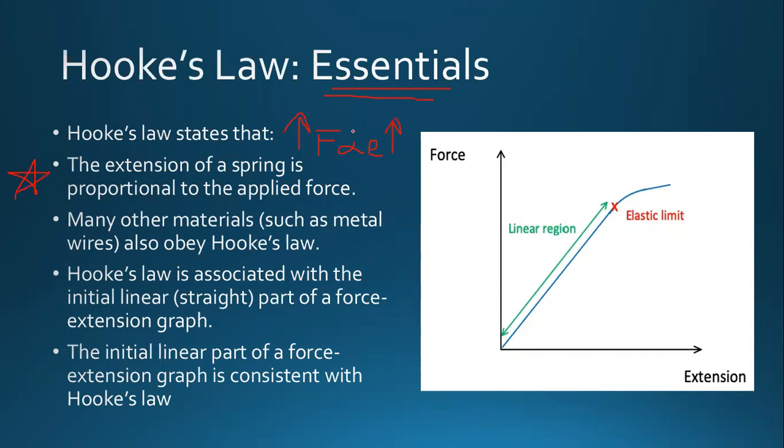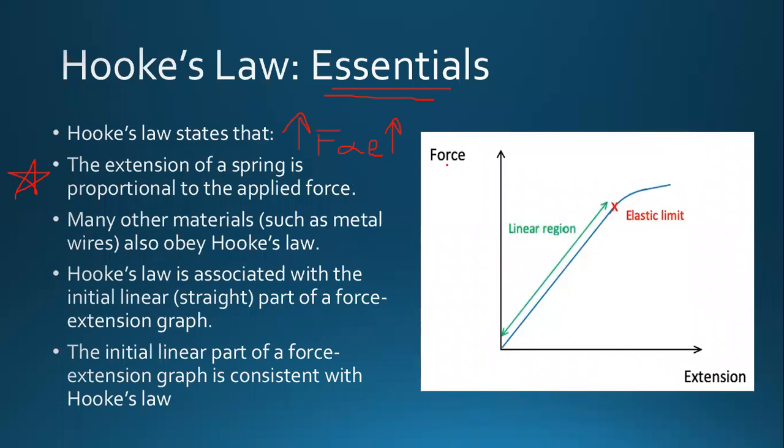For example, if there is a spring or a wire or a string or a rope, when you increase the force on that material, its length will also increase, the object would start to extend. So many other materials such as metal wire also obey Hooke's law. Now Hooke's law is associated with the initial linear straight part of the force extension graph.